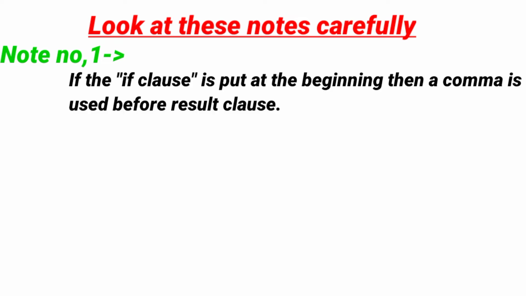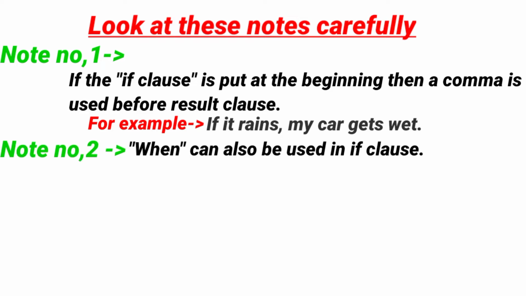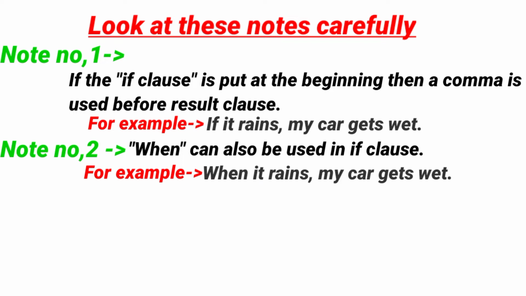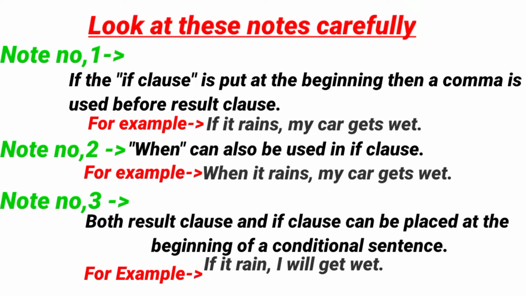Here are 3 notes for you. The first one is if the if clause is put at the beginning, then a comma is used before the result clause. For example, if it rains, my car gets wet. The second note is when can also be used in the if clause. For example, when it rains, my car gets wet. The third note is both result and if clauses can be placed at the beginning. For example, if it rains, I get wet. I get wet if it rains.